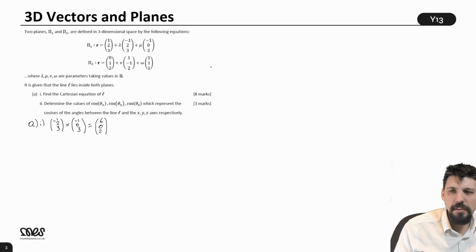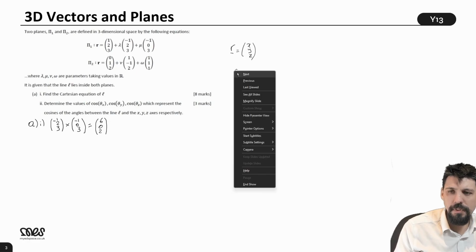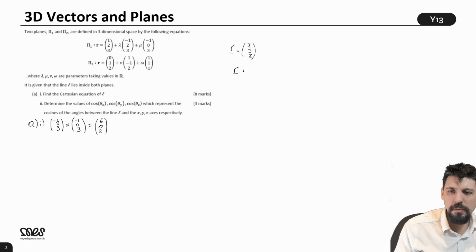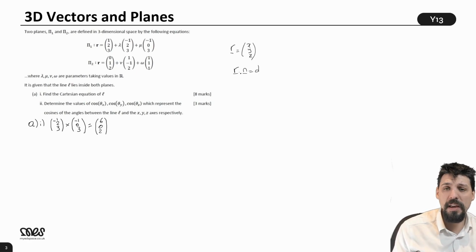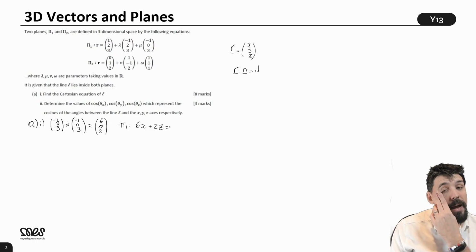Now, in general, then, the equation of a plane, if we say r is the position vector of a point, I'll pop this up here to remind you. All right. So a plane can have this form of an equation. R dot n is equal to some constant, where n is a normal vector to the plane. Again, not going to go into huge detail on that form of the equation of a plane. Go look it up. So this tells me that pi 1 can be written in the form 6x plus 2z is equal to d.